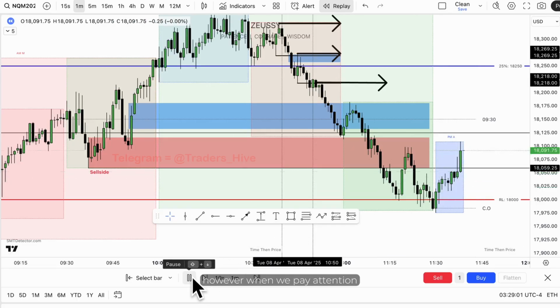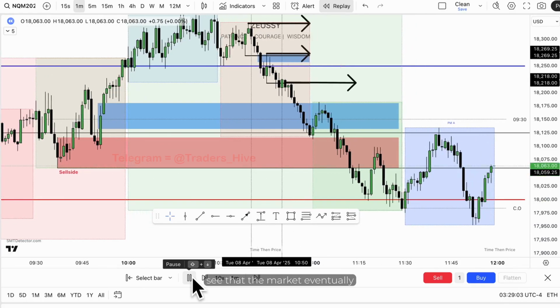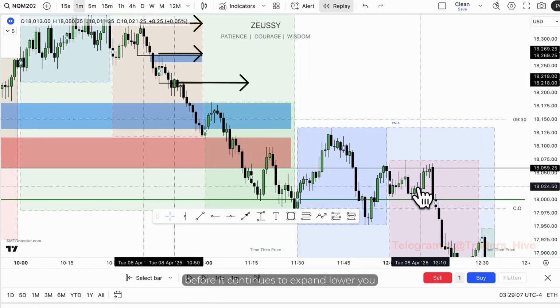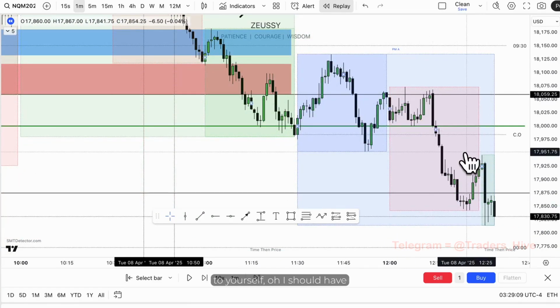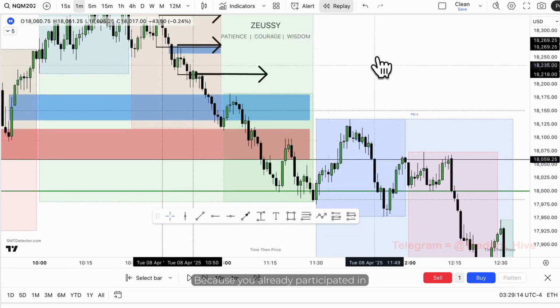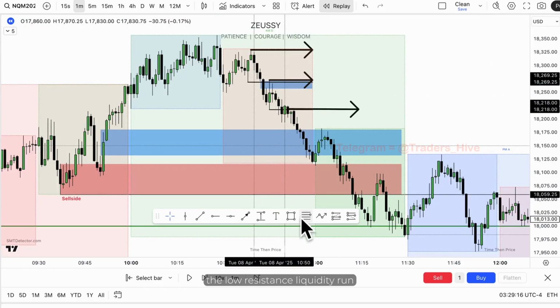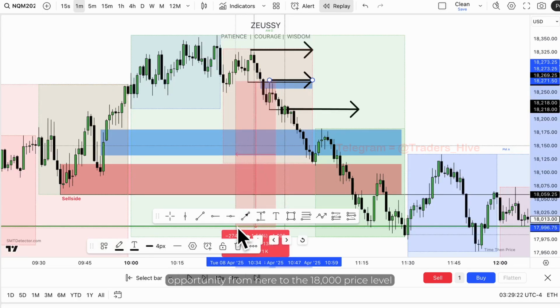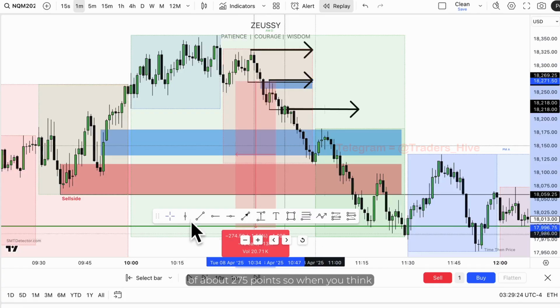However, when we pay attention to the delivery which occurred, you can see that the market eventually just drops around for a bit before it continues to expand lower. You cannot look at this and think to yourself, oh, I should have been a part of that. No, why not? Because you already participated in the low resistance liquidity run, which provided you with a range of opportunity from here to the 80,000 price level of about 275 points.